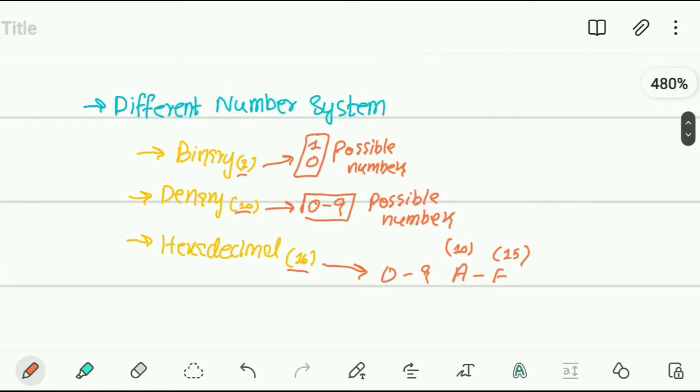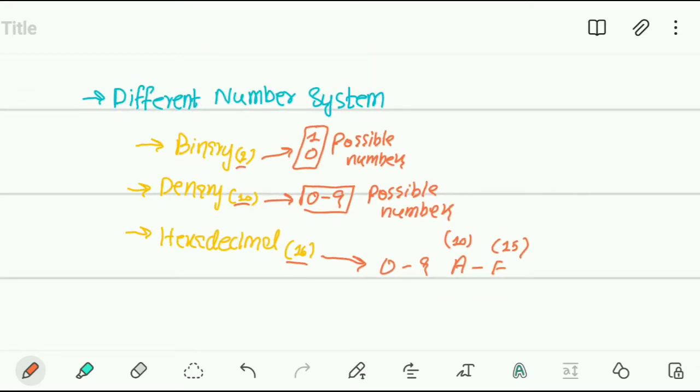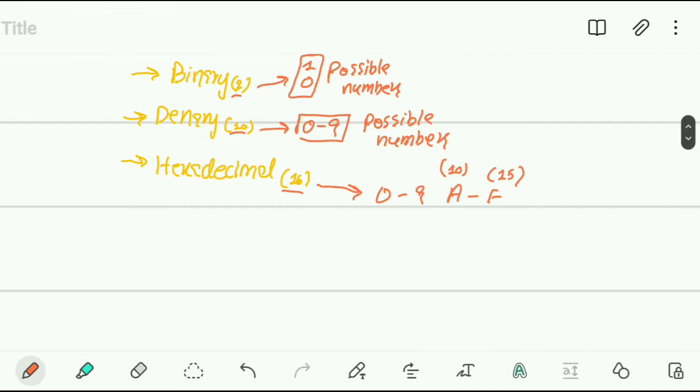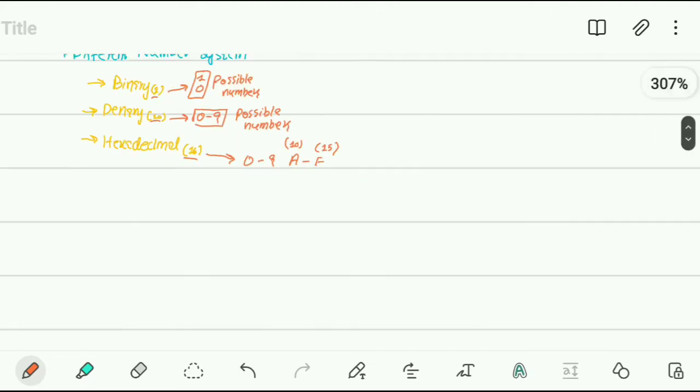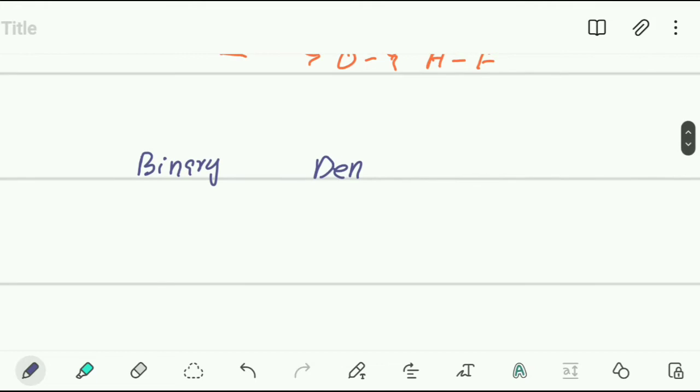Okay, so these are the number systems, and now we need to do the conversions between these three. How do we do the conversion in binary to denary, binary to hexadecimal, and you get the idea. Let's start with binary. Let me just make a table. Let's suppose this is binary, this is denary, and this is hexa.